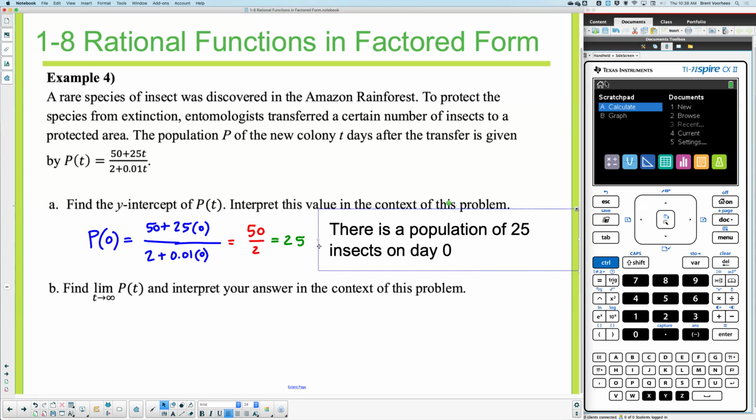That's the translation. It says interpret this value. That's the interpretation. You explain what 25 is. You explain what the 0 is. Does that make sense? Okay, next. Find the limit of P of T and interpret your answer. Okay, so what do you think happens as we get really, really large here?